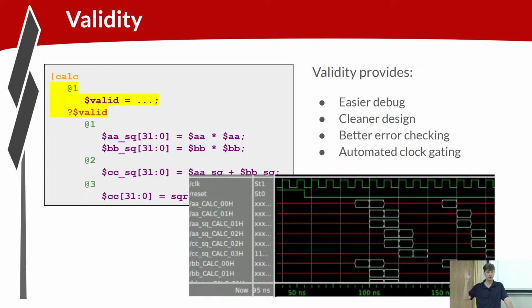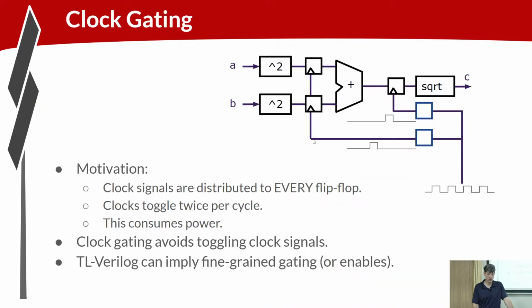Who's familiar with clock gating? Okay. So clock gating is a power savings feature. If we know that the data that we're computing is invalid, right? It should be garbage. There's no reason to propagate garbage through a flip-flop.